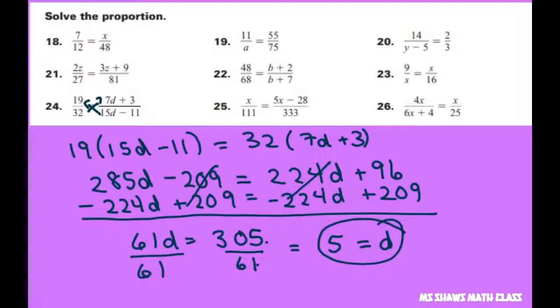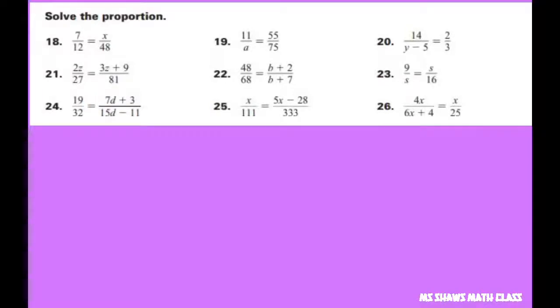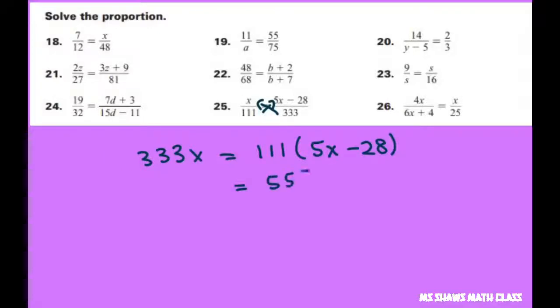And then for 25, we're going to cross multiply this way. So you get 333x, and cross this way, equals 111 times 5x minus 28. So on this side we get 555x minus 111 times 28 is 3,108. And then we have 333x here.